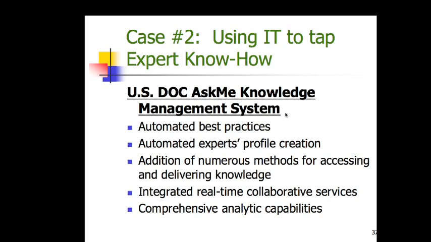So it automated experts, profile creation, and additions of numerous methods for accessing and delivering knowledge can be used in a company. A lot of corporate intranet websites are done this way, where you click on a manufacturing link, and it takes you over here, and you can navigate your way. The navigation is sort of an expert system because it's organizing something for you and showing you what you need, helping you. So we have different types that actually use knowledge as well.